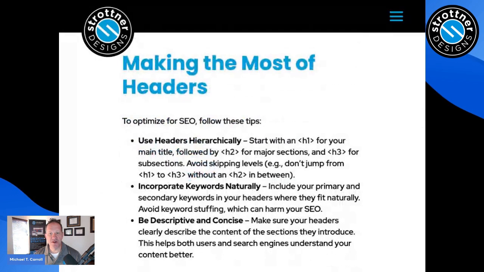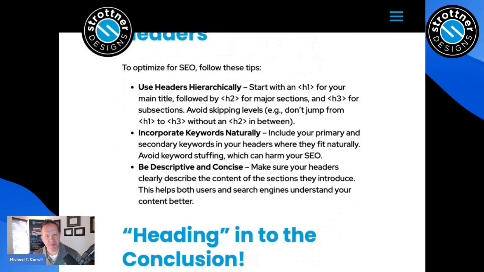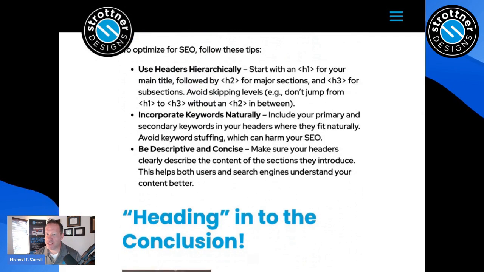Making the most of headers. To optimize for SEO, follow these tips. Use headers hierarchically, a word I will continue to work on pronouncing properly. Start with H1 for your main title, followed by H2 for major sections and H3 for subsections. Avoid skipping levels. Don't jump from H1 to H3 without an H2.